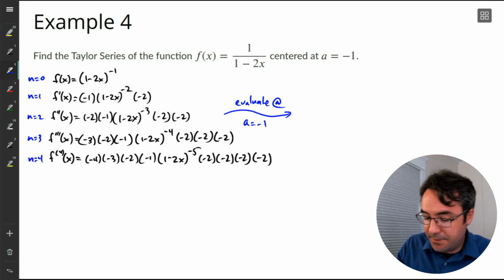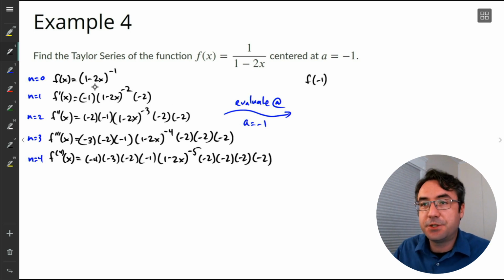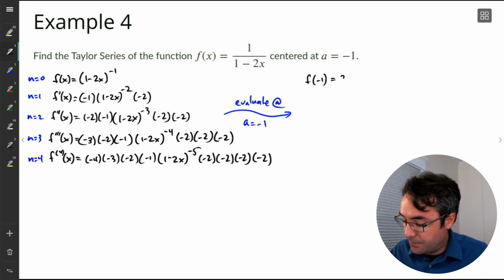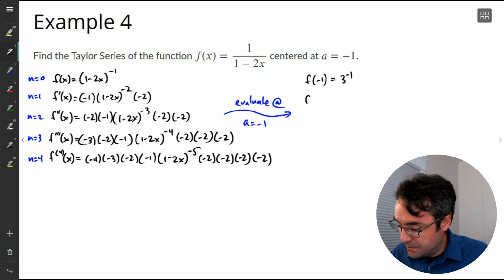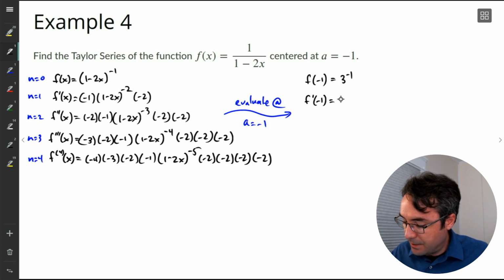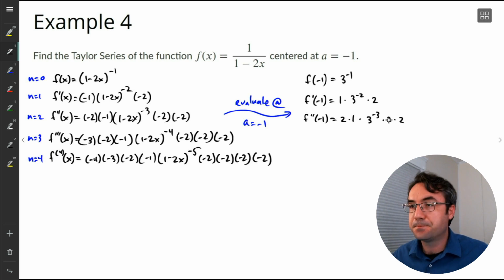So when we plug in, what are we going to get? Let's plug -1 into the original function. We're going to get 3 raised to the -1 power. Let's plug -1 in here into the first derivative. We're going to get 1 times 3 raised to the -2 power times 2. Then when we plug in -1 into our second derivative, we're going to end up with 2 times 1 times 3 raised to the -3 times 2 times 2.